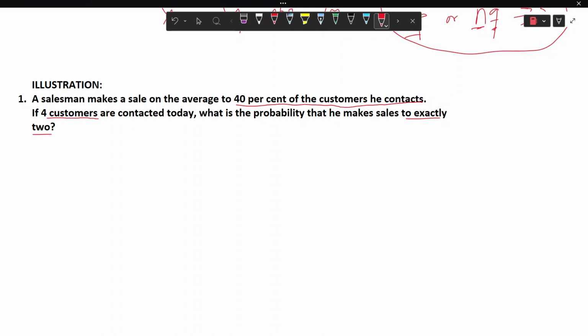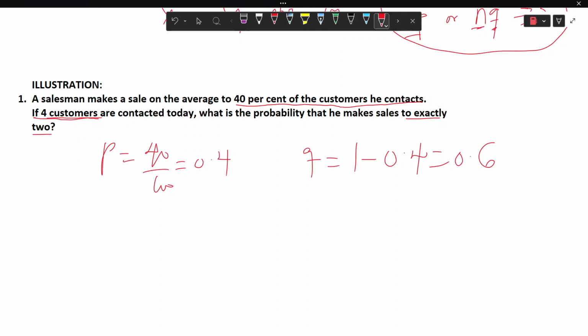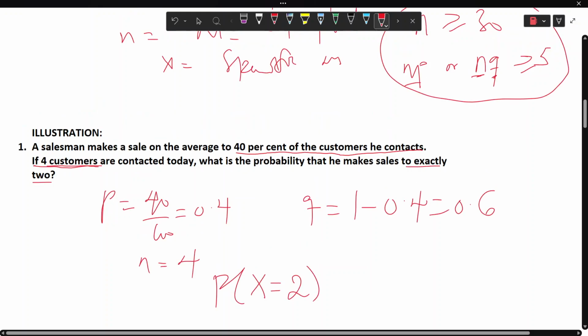So that's the probability of what? Success. That's our P, which is 40%. That's 40 over 100, giving us 0.4. Then what's our Q? That's the probability that he will not be able to make a sale when he contacts a customer, which is 1 minus 0.4, giving us 0.6. Also, they've given us a fixed number of trials here, that's our N. They've given us 4 customers for today. So our N is 4. Now we are being asked to find the probability that he makes a sale to exactly 2 customers.